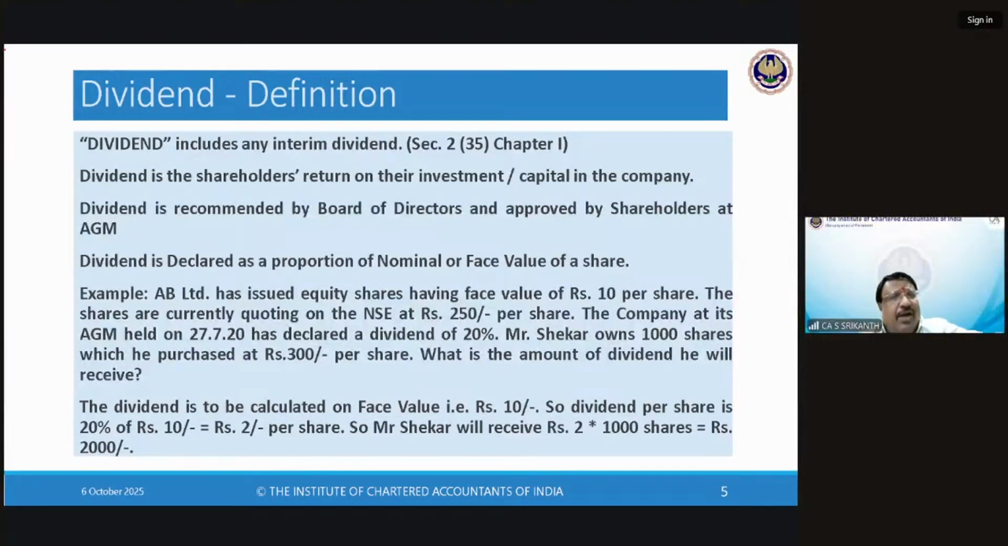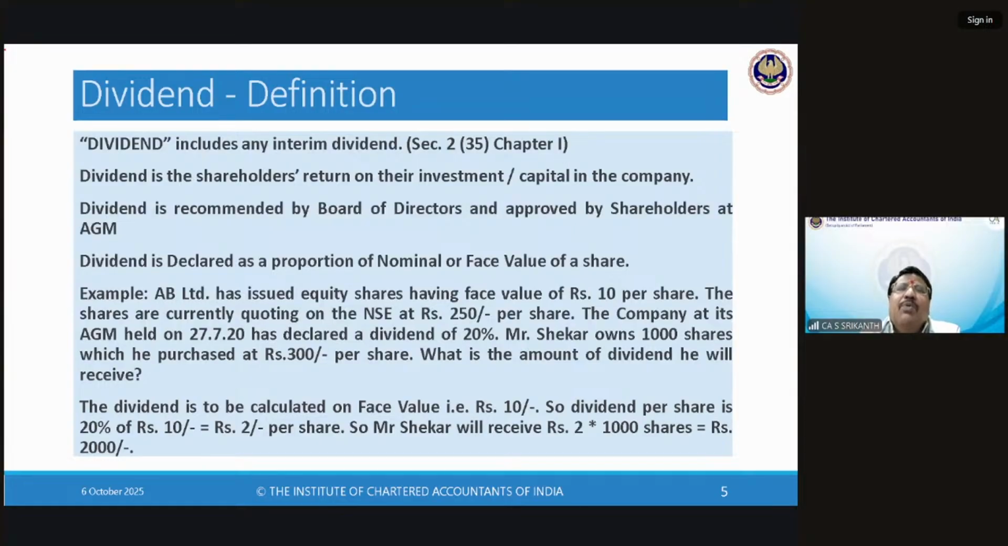So what we will do, first we will understand the specific provisions of interim dividend. Those provisions will apply for interim dividend, right? If nothing is mentioned there, then all the provisions applicable to dividend, to the extent not covered in the specific provision, will apply to interim dividend also. That is the meaning of the words dividend includes any interim dividend.